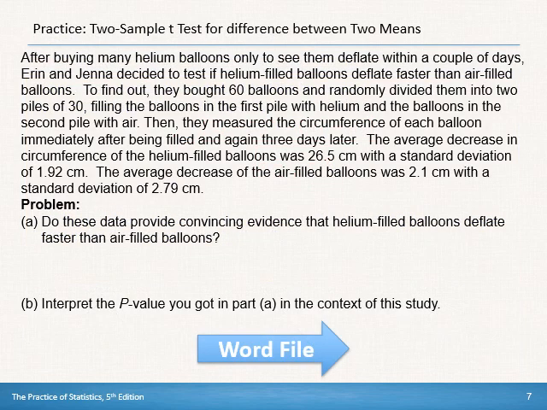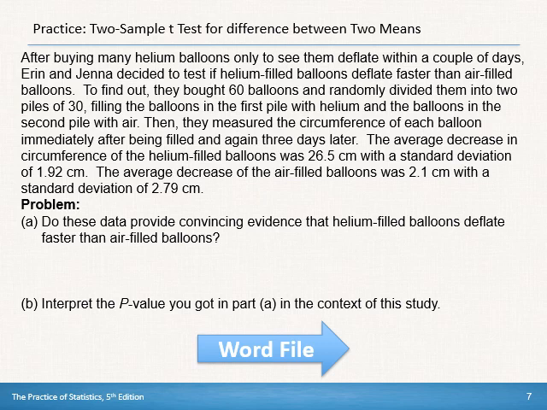All right, let's look at an example. After buying many helium balloons, only to see them deflate within a couple of days, Aaron and Jenna decide to test if helium-filled balloons deflate faster than air-filled balloons. To find out, they bought 60 balloons and randomly divided them into 2 piles of 30, filling the balloons in the first pile with helium and the balloons in the second pile with air. Then they measured the circumference of each balloon immediately after filling the balloon with either helium or air. And then they measured the circumference again 3 days later.